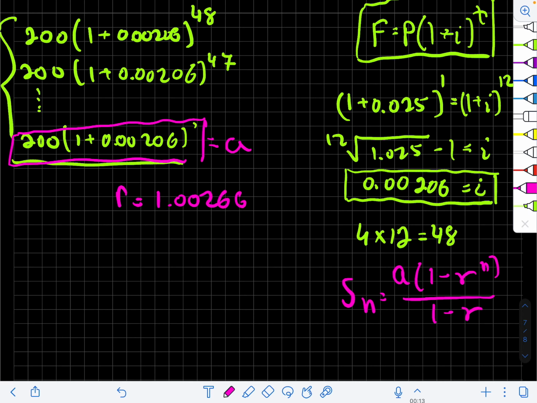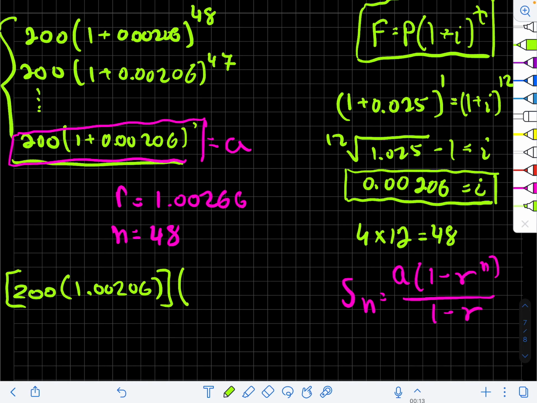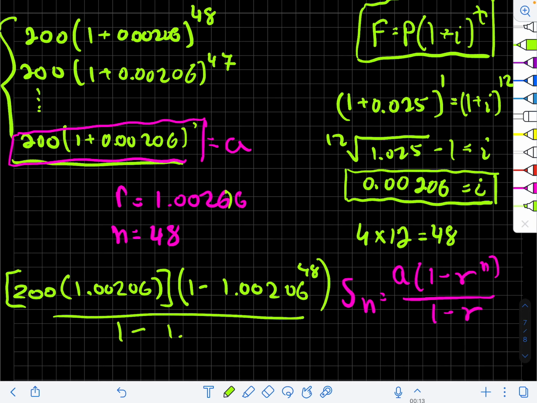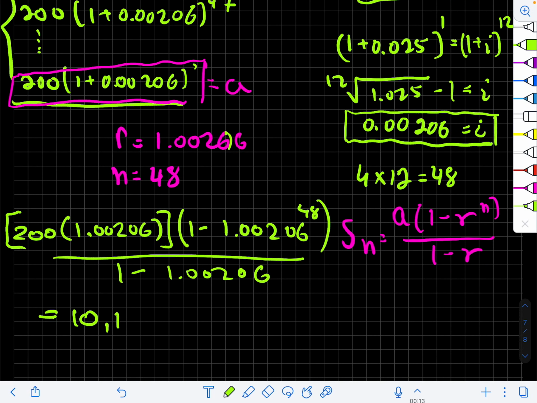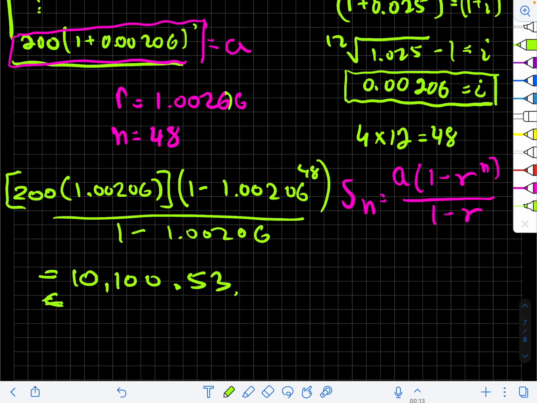And the terms, how many terms are we adding? 48 terms. And we're going to put it all in the formula. So the formula says a, which in our case is going to be 200 times 1.00206. So this is my a, multiplied by 1 minus the ratio, 1.00206 to the power of 48, all over 1 minus the ratio, which is 1.00206. We put all of this in the calculator, and this comes out 10,153 euros and some cent, of course. So this is how much he will get for the installments.